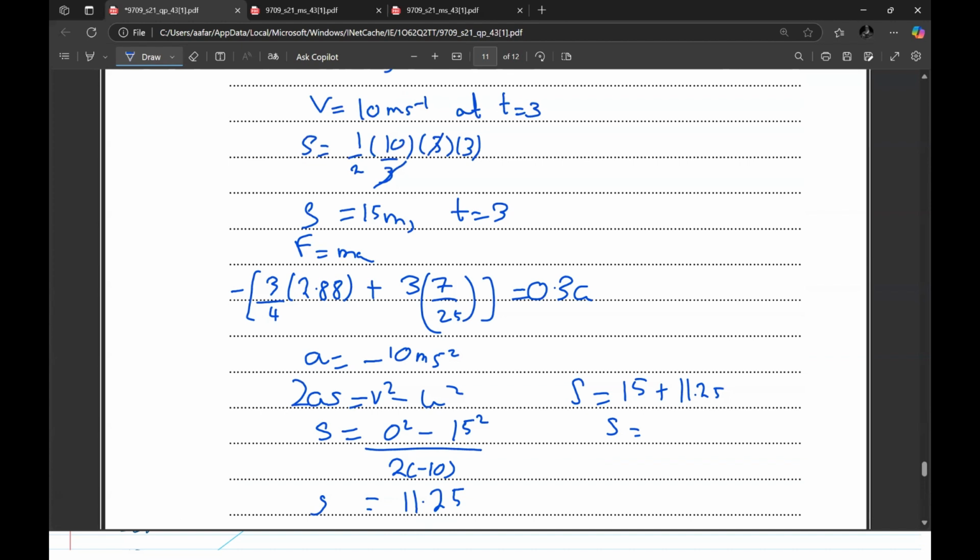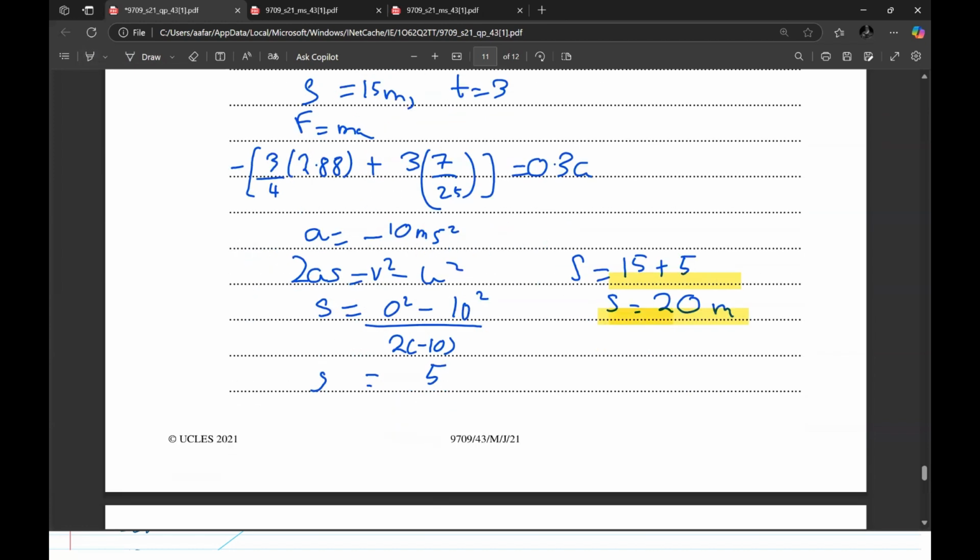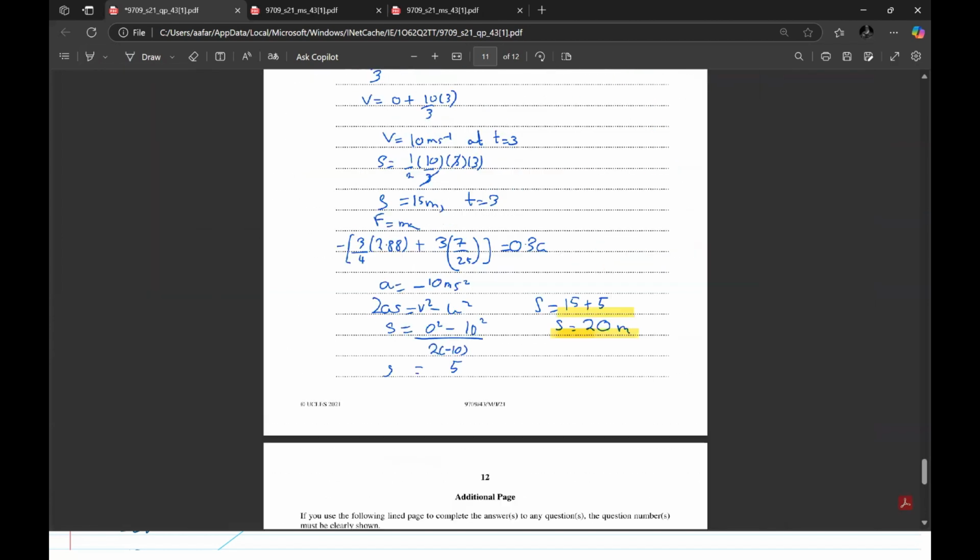Bro, smaller. Final velocity is 10, not 15. That's the difference. Yeah, I'm making so many blunders right now. Sorry. 20 meters is the correct answer. Human error. There you go.